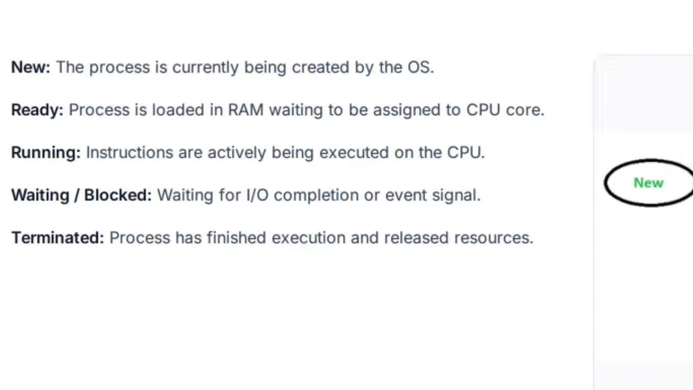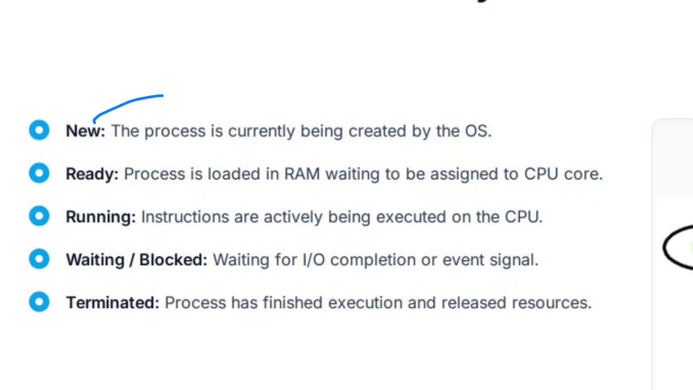New: the process is currently being created by the OS. The operating system moves it through different states during its lifetime. Ready: the process is loaded in RAM, waiting to be assigned to a CPU core. Running: instructions are actually being executed on the CPU. Waiting or blocked: waiting for input or output completion or for an event or signal. Terminated: the process has finished execution and released its resources.